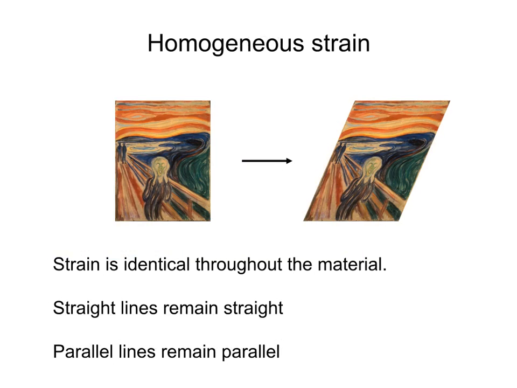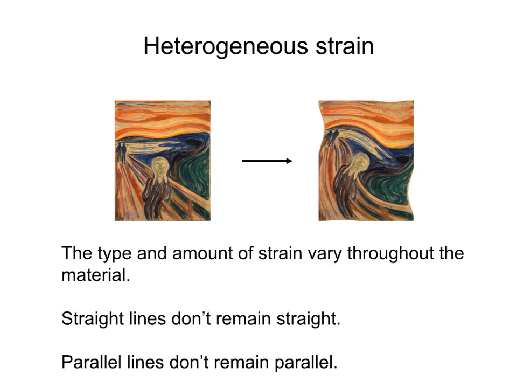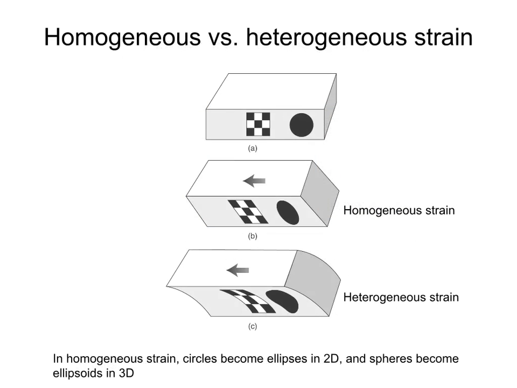Strain can also be described as homogeneous or heterogeneous. Homogeneous strain means that the strain is identical throughout the material. After deformation, straight lines remain straight, and parallel lines remain parallel. For heterogeneous strain, the type and amount of strain vary throughout the material. After deformation, straight lines don't remain straight, and parallel lines don't remain parallel. In homogeneous strain, circles become ellipses in 2 dimensions, and spheres become ellipsoids in 3 dimensions. This is not the case in heterogeneous strain.